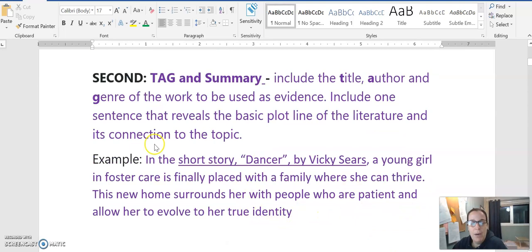So for example here, I have in the short story "Dancer" by Vicky Sears, a young girl in foster care is finally placed with a family where she can thrive. So here's my title, my T, "Dancer." Our title should always have quotations around it. Author, Vicky Sears, and genre, short story. So my tag is there. You don't need to underline these things in your own essay. This is just to show you what it looks like. Then I need a sentence that reveals the basic plot line. So this new home surrounds her with people who are patient and allow her to evolve to her true identity.